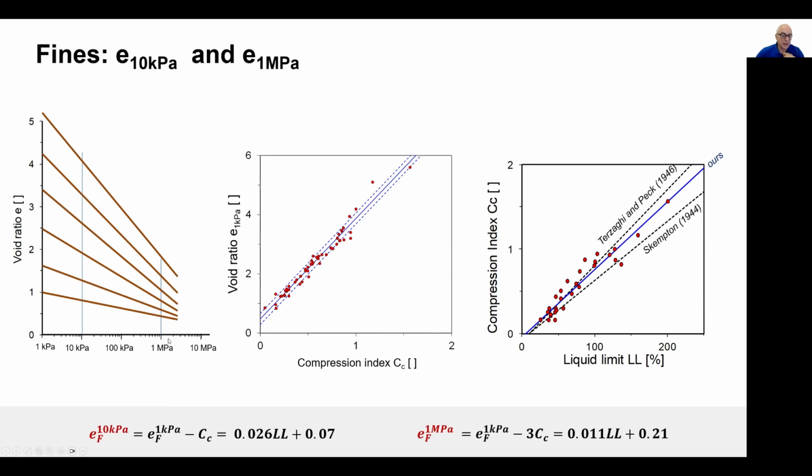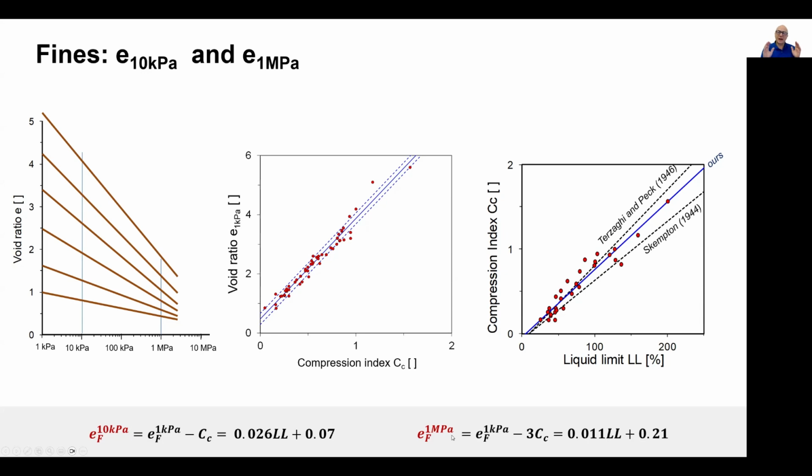And so we subtract the slope: the void ratio at 1 kPa minus C sub C. Now, what about the void ratio at 1 megapascal? Well, 1,000 over 1 is 1,000. The log of 1,000 is 3. So it's the void ratio at 1 kPa minus 3 C sub C, and this is this value. And with the correlations, we can predict quite well, from the liquid limit measured with deionized water, what would be the void ratio at 10 kPa and at 1 megapascal.